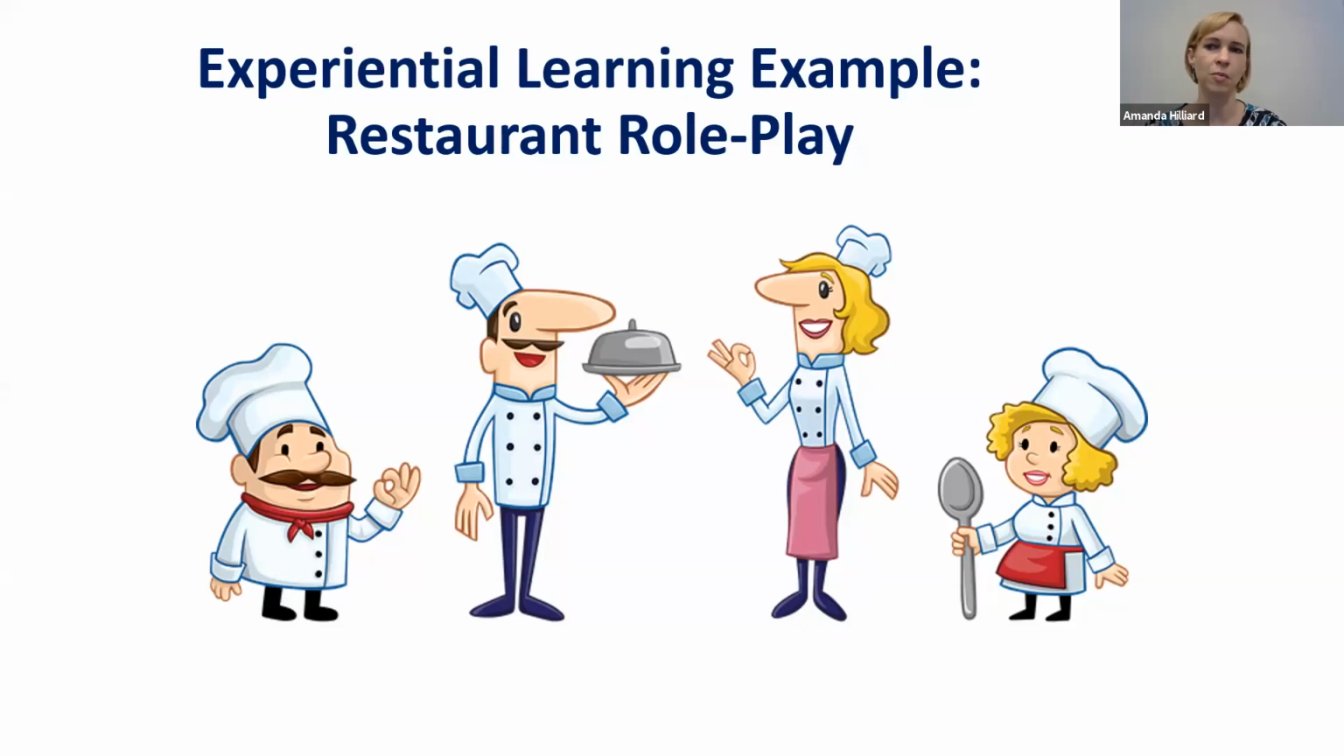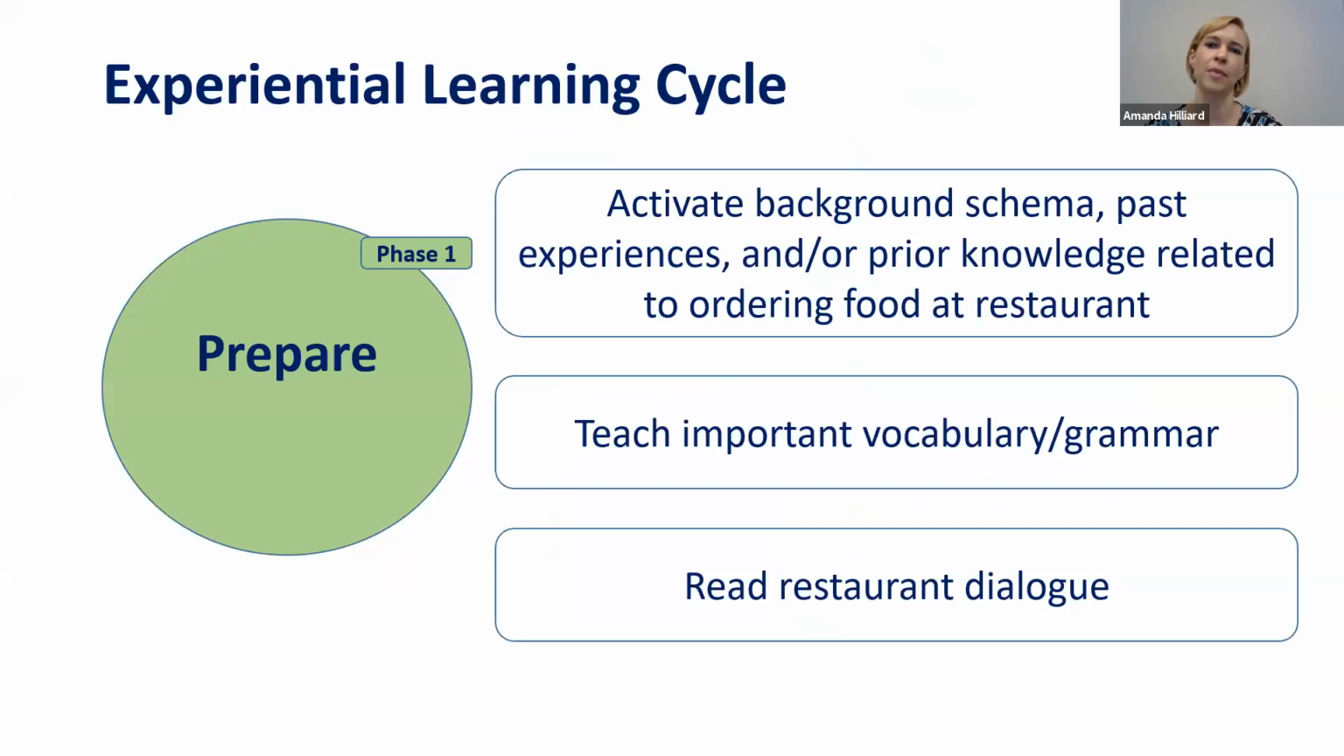So we're thinking about a role play. The first thing you do is you prepare the students. So let's take a look at what that might look like. So when I'm preparing the students, I might do things like give a warm-up to activate background schema. I might teach important vocabulary or grammar. I might have the students read a restaurant dialogue. And there's many other activities that you could do as well, such as watching a video of a customer talking to a waiter in a restaurant. So these are just some ideas of what I might do. Let's see what this could look like in class when you're doing the role play.